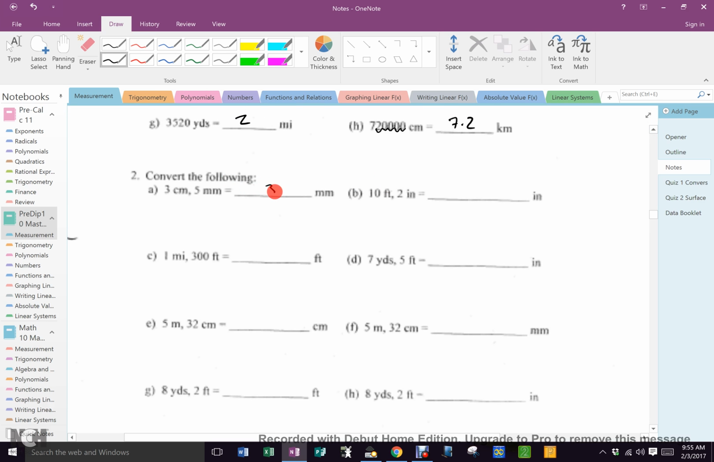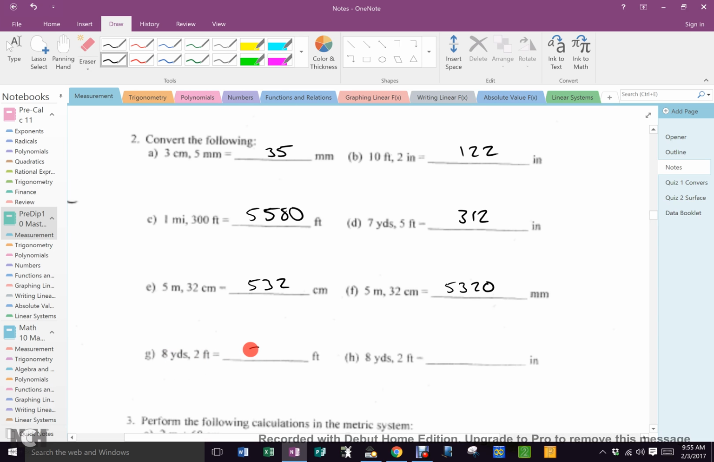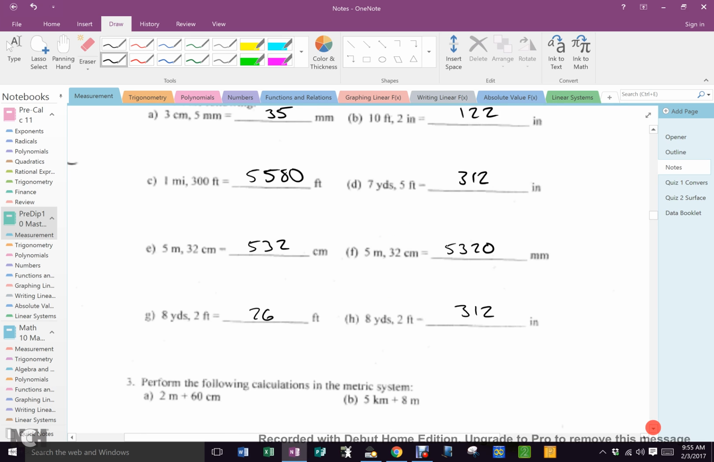Convert the following to millimeters. That's 35. That's 122. That's 5580. 7 yards is 210, 300 or 252 plus 60. 312. Okay. 532, 5,320. 8 times 3, 24, 26 feet. Oh, man. Somebody tell me the answer because I want to do it in my head. 312 again? Oh, yeah, of course, because it's the exact same. 7 yards. Yeah, right. Metric system.